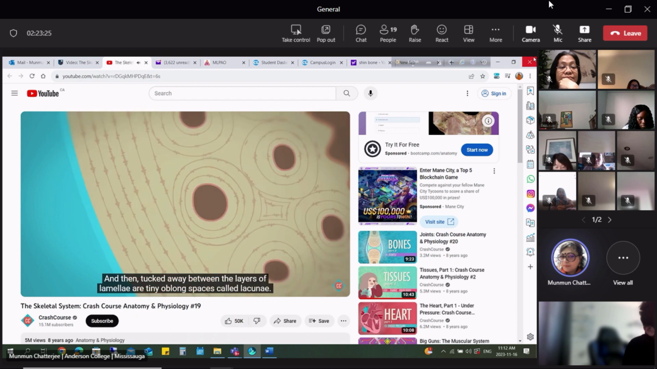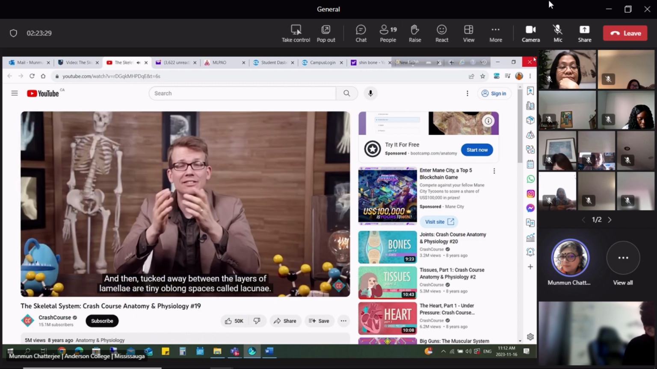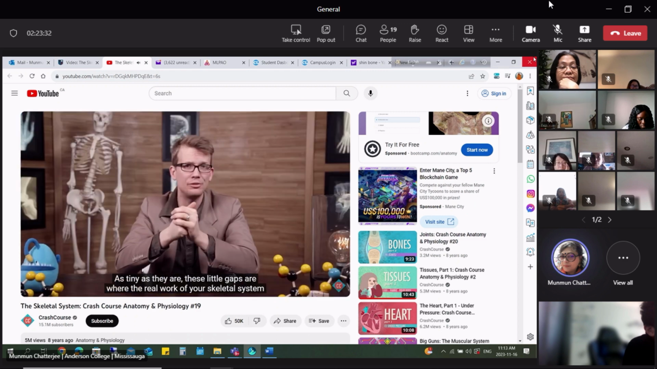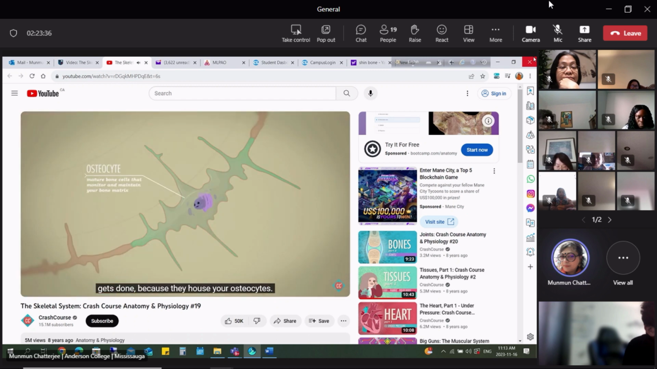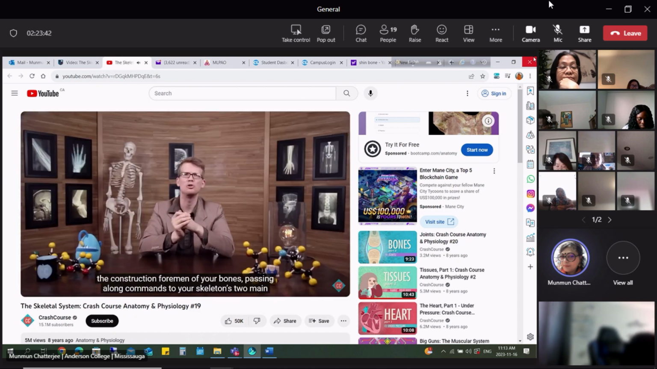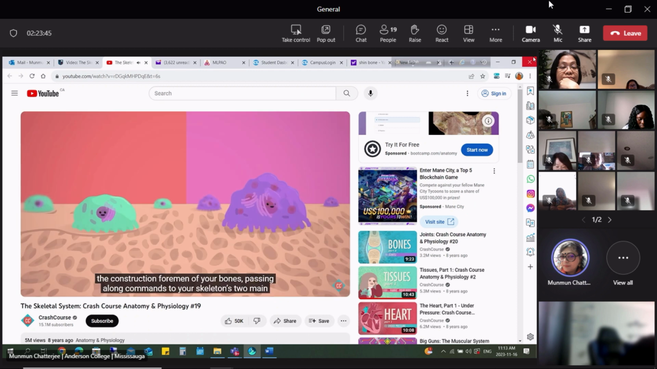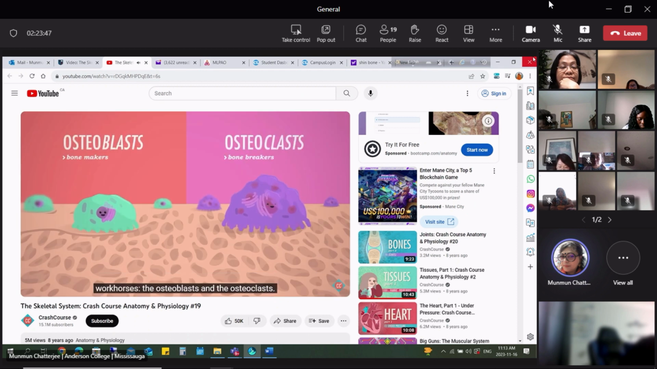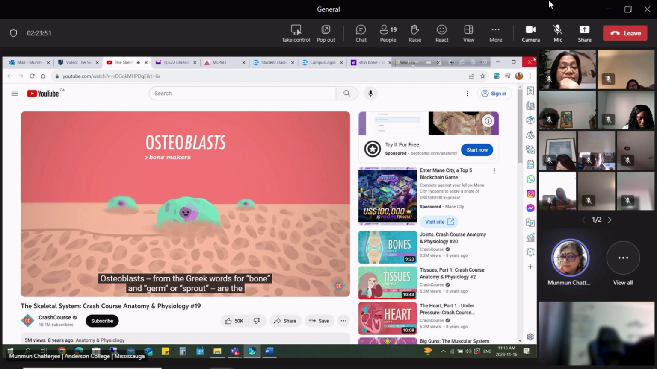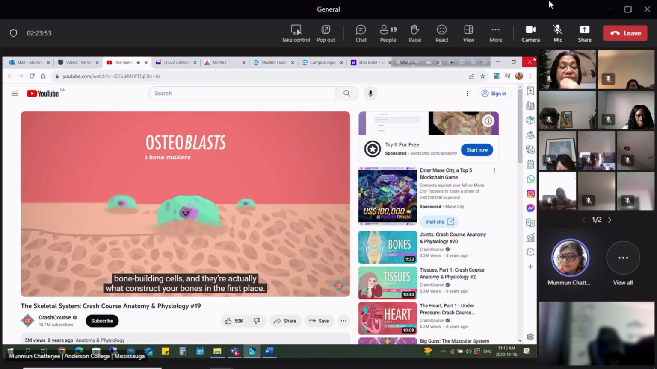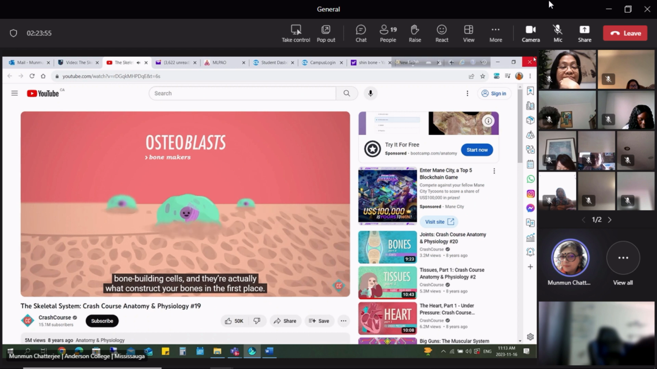And then tucked away between the layers of lamellae are tiny oblong spaces called lacunae. As tiny as they are, these little gaps are where the real work of your skeletal system gets done, because they house your osteocytes. These are mature bone cells that monitor and maintain your bone matrix. They're like the construction foreman of your bones, passing along commands to your skeleton's two main workhorses, the osteoblasts and the osteoclasts. Osteoblasts, from the Greek words for bone and germ, or sprout, are the bone building cells, and they're actually what construct your bones in the first place.